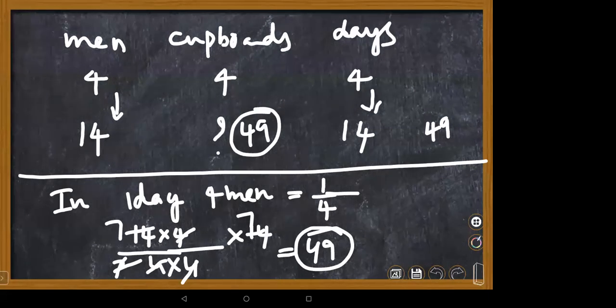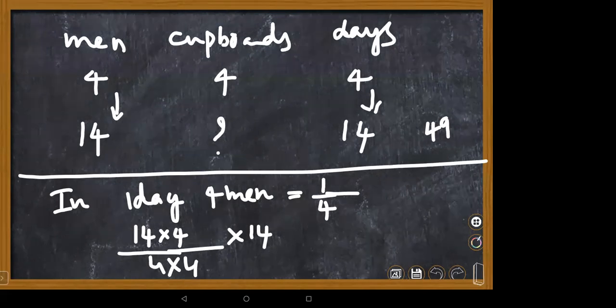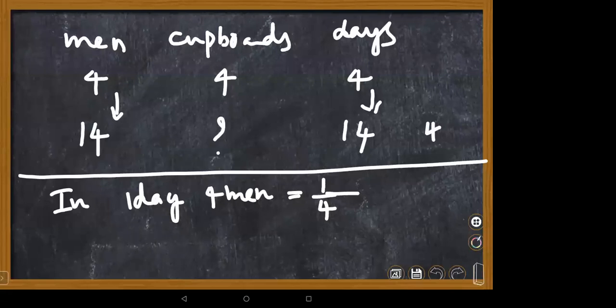Ma'am, if this is direct variation, so if we take the formula x1 by y1 equals x2 by y2, then it will become 4 by 14 equals 4 by x. Very simple, children. Just a minute, I will help step by step. Then we can do it like 14 into 14 divided by 4, equal to 49.